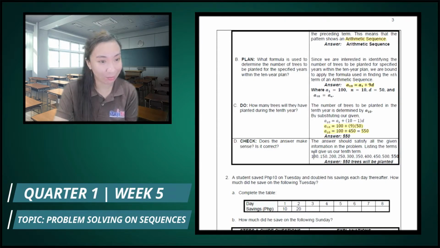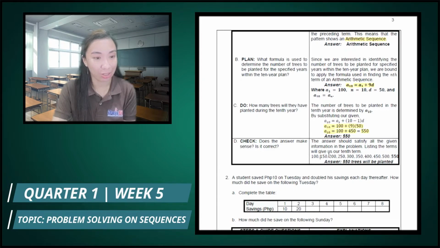So let's have the given here, 100. Just add 50 to each term. So we have 150, 200, 250, 300, 350, 400, 450, 500, and finally 550. Thus, we can conclude that 550 trees will be planted on the 10th year.